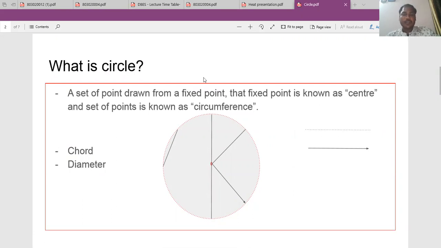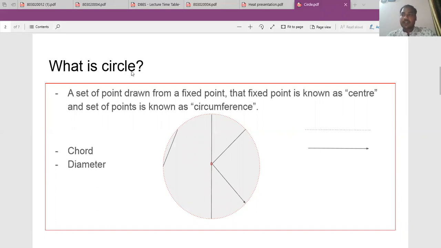a circle actually? See, we are using so many applications related to the circle. For example, the tire of a wheel, the bangles which we use at home, which mothers and sisters wear. Even your glass is a circular shape. So there are so many applications where we are using circles.